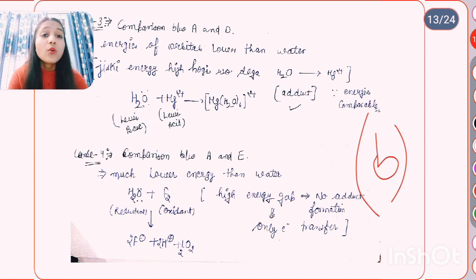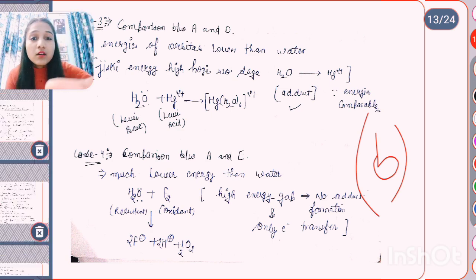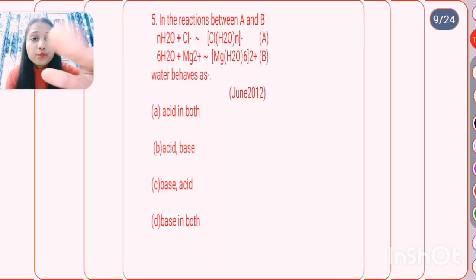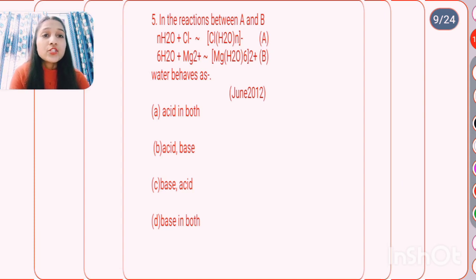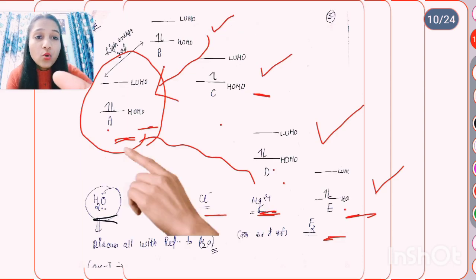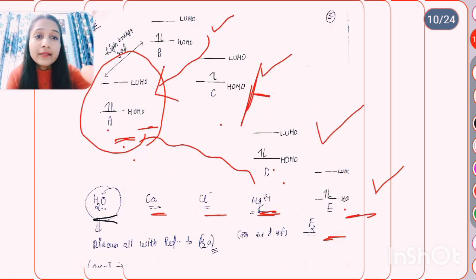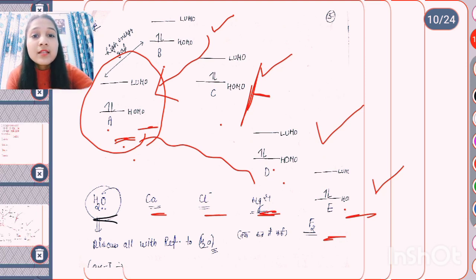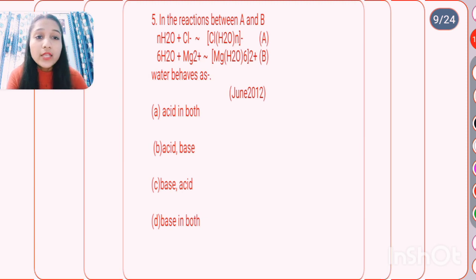This is very important and repetitive questions are put on these theories. So now come to our question. This is a question that in the reaction between A and B, the first reaction is H2O plus Cl negative. It gives adduct formation. So here we see this is H2O and this is Cl negative. They form adduct, and here Cl negative behaves as Lewis base because it donates electrons.